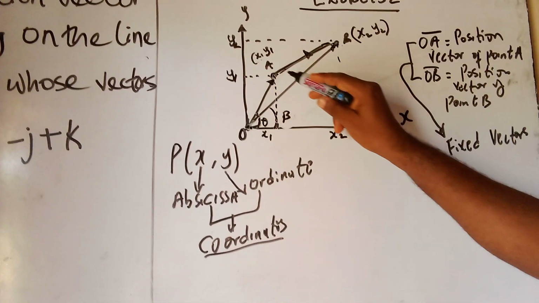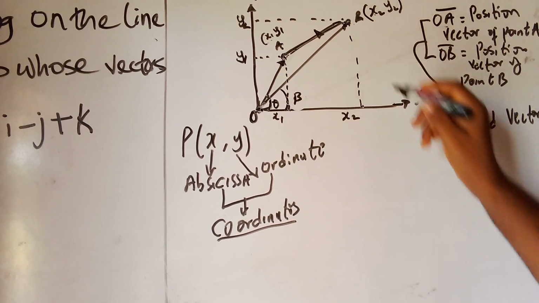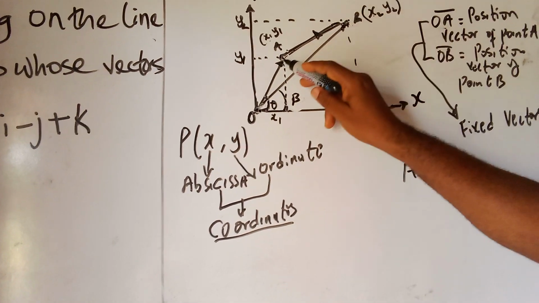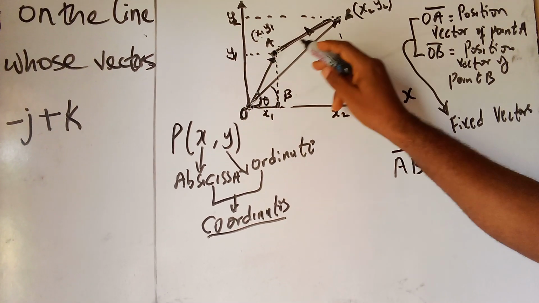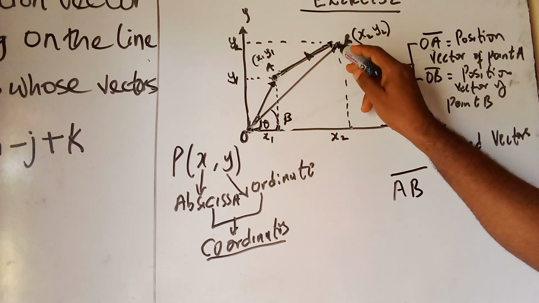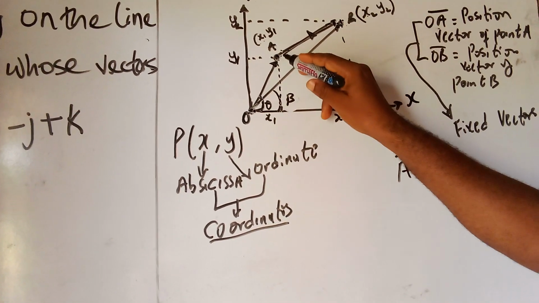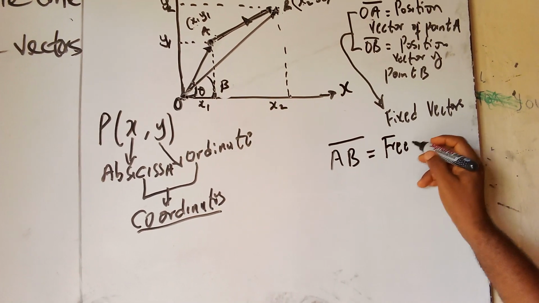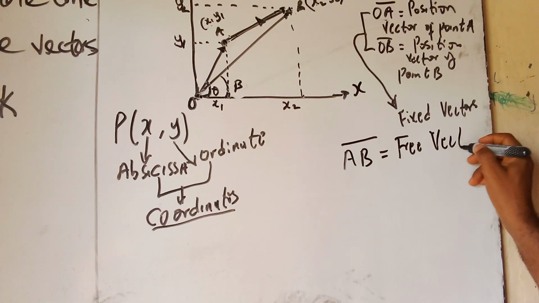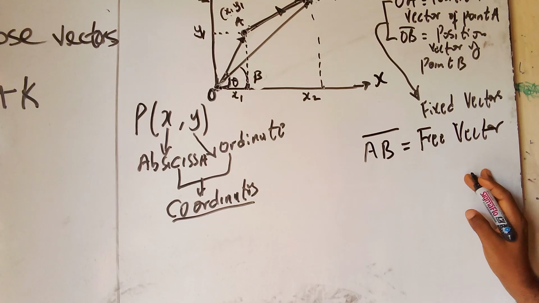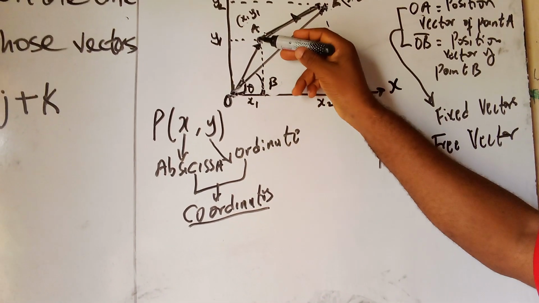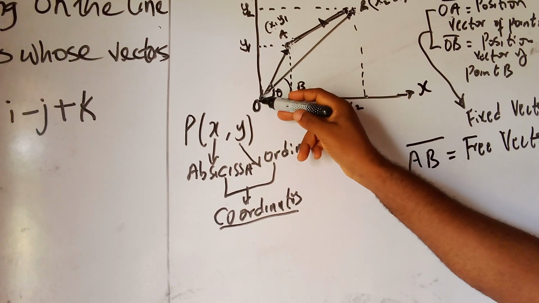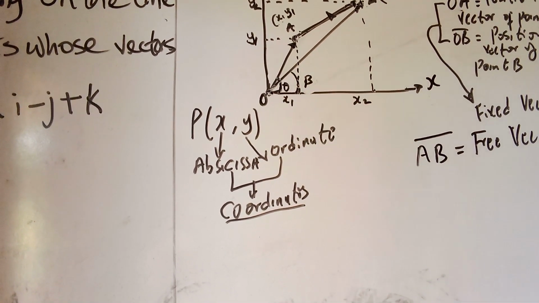But the tail of vector AB is not tied to the origin. The tail of this vector AB is at point A, and the head of vector AB is at point B. So this particular vector AB is known as a free vector. So a free vector is a vector whose tail is not located at the origin, while a position vector is a vector whose tail is located at the origin.